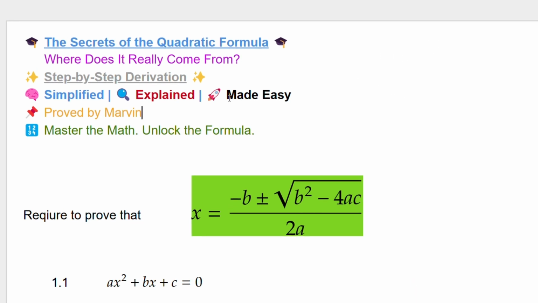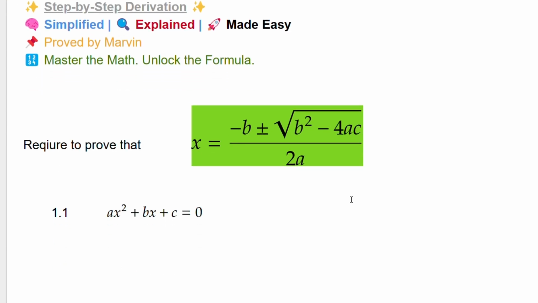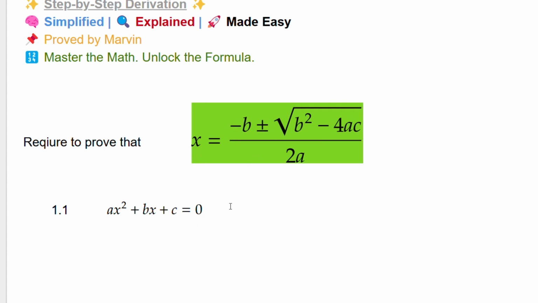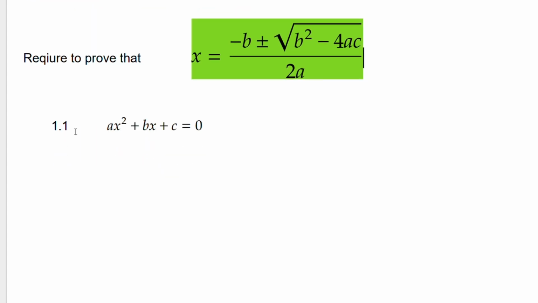Today we're going to find out where the quadratic formula is coming from. The quadratic formula states that x is equal to negative b plus or minus the square root of b squared minus 4ac, over 2a. So we're going to find out where this formula is coming from. I hope we all know the standard form, ax squared plus bx plus c is equal to 0. So we're going to start here.